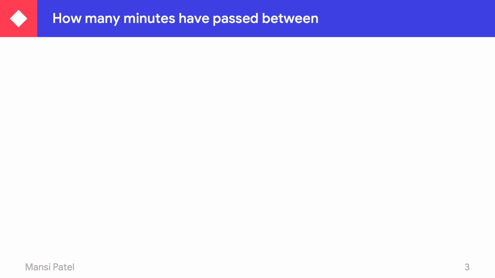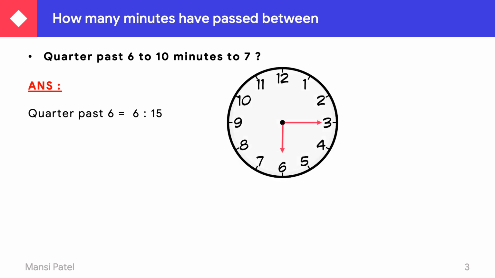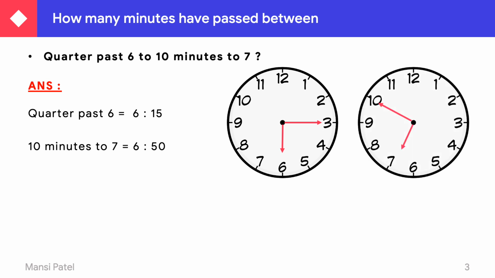Let us see another example: quarter past 6 to 10 minutes to 7. First, what is the meaning of quarter past 6? Quarter past 6 means 6:15. You can see it in this clock. Now what is the meaning of 10 minutes to 7? It means 10 minutes are left to 7 o'clock, so it is 6:50. And how is 6:50 represented?